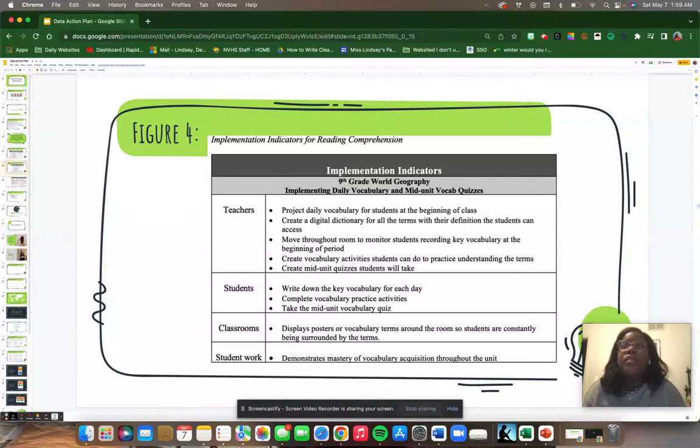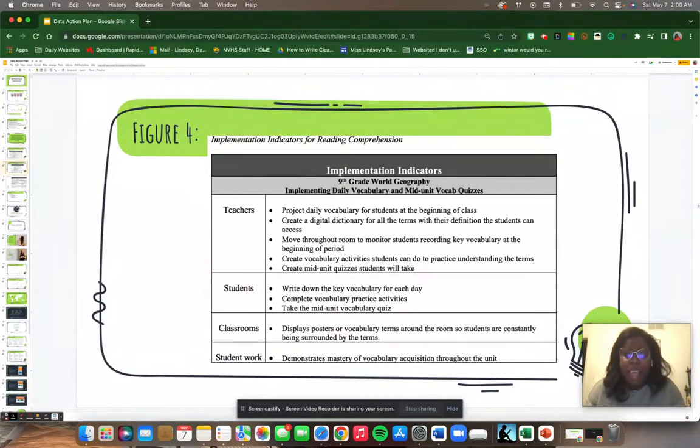So not just doing it in the first few minutes of class, but actively having them work on it for homework. And then create mid-unit quizzes students will take as basically a formative assessment before the summative assessment on the unit tests. Students will write down the key vocabulary for each day. Students will complete the vocabulary practice activities, and students will take the mid-unit vocabulary quiz.